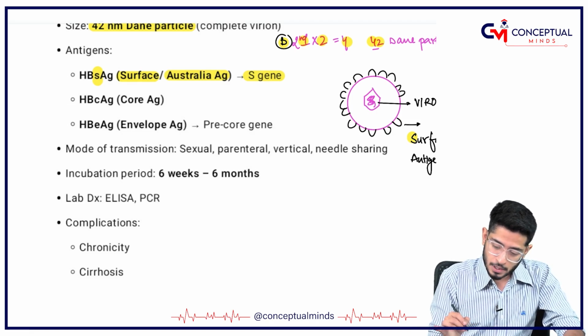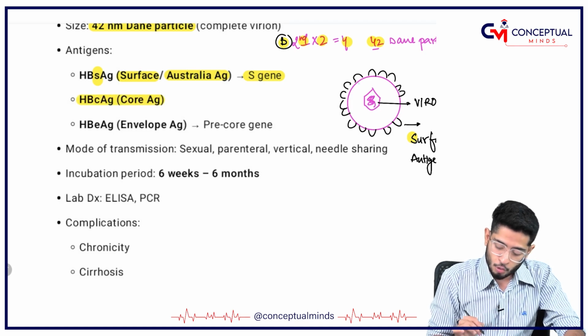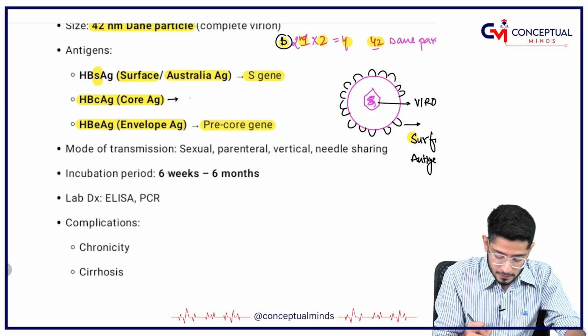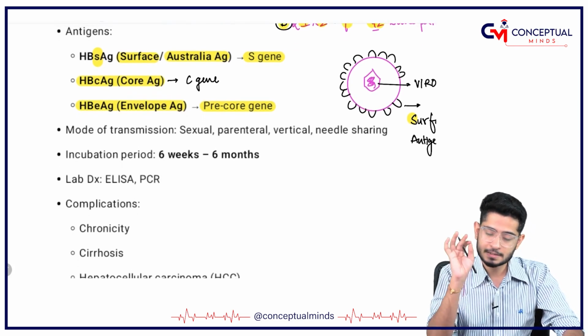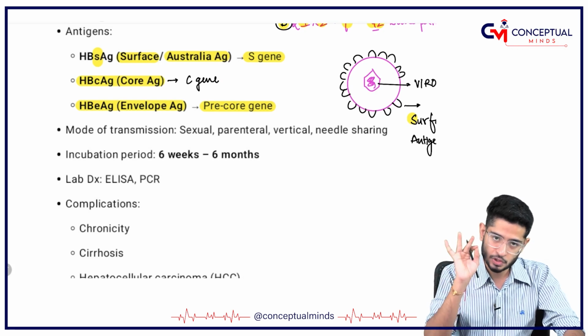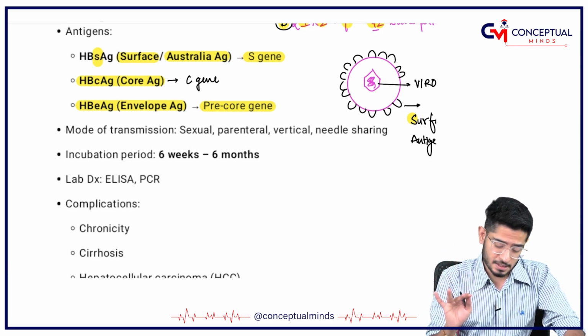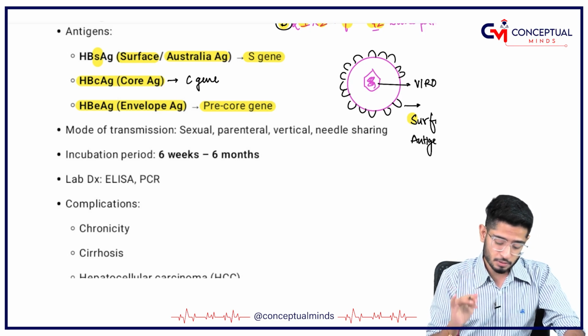Coming on to the next one, that is called C. The C gene is responsible for the core antigen, so it is found in the core. Then you have the envelope antigen, E, that is coded by the pre-core gene. So it is easy for you to remember. It has the S antigen, that is the surface antigen, Australia antigen; then the C antigen, that is the core antigen, coded by the C gene; then the E antigen, that is the envelope antigen, coded by the pre-core gene.